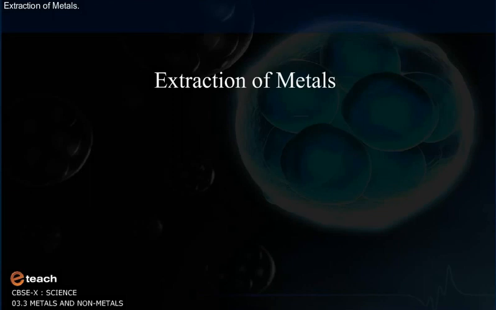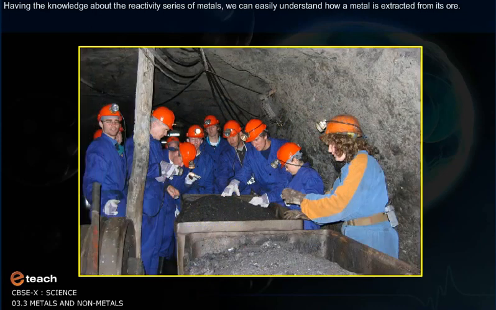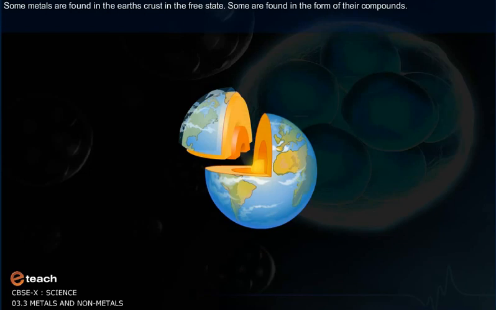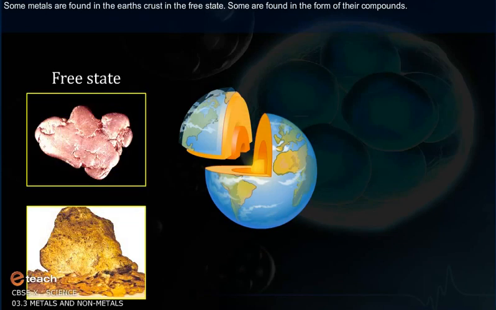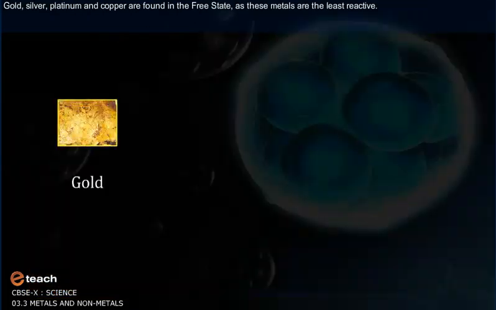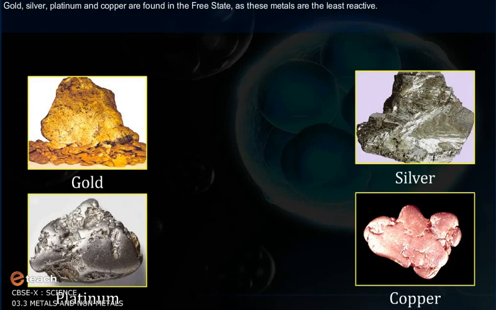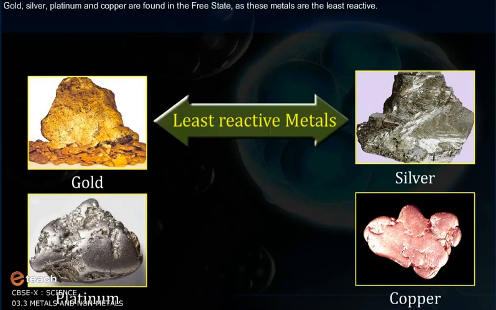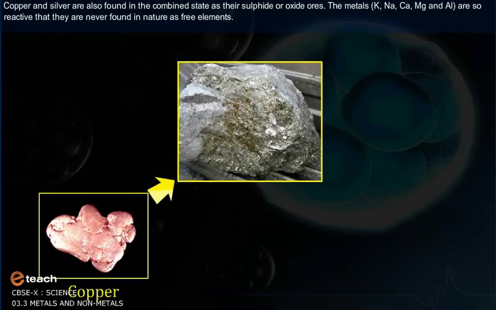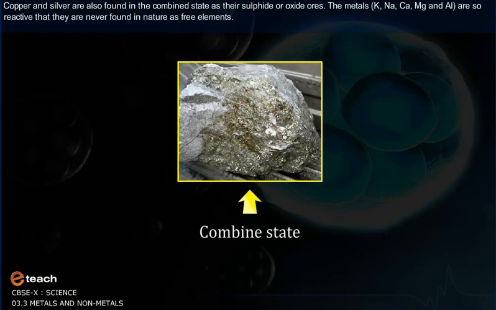Extraction of metals. Having the knowledge about the reactivity series of metals, we can easily understand how a metal is extracted from its ore. Some metals are found in the Earth's crust in the free state. Some are found in the form of their compounds. Gold, silver, platinum, and copper are found in the free state, as these metals are the least reactive. Copper and silver are also found in the combined state as their sulfide or oxide ores.